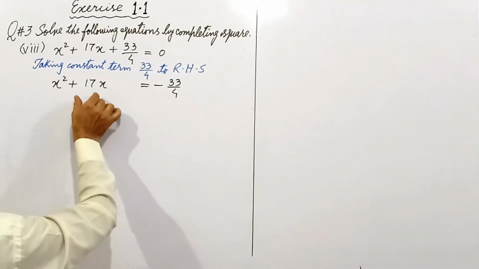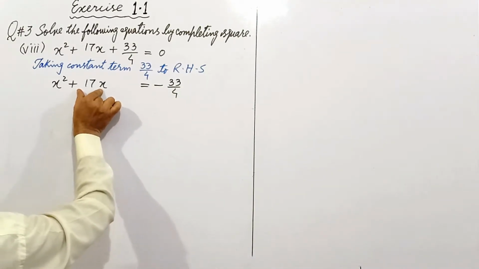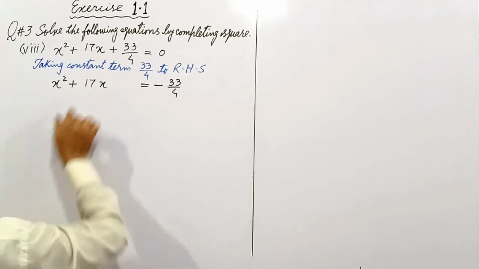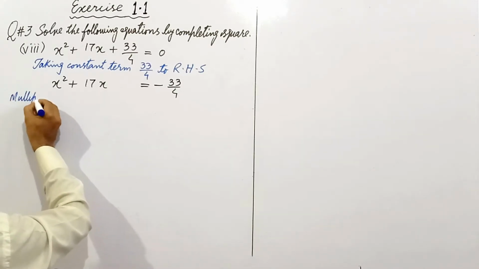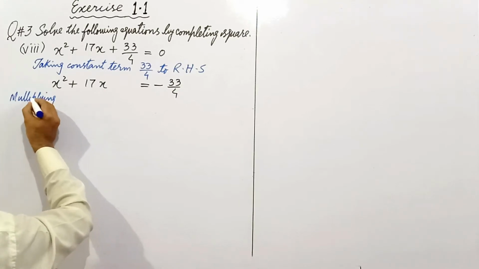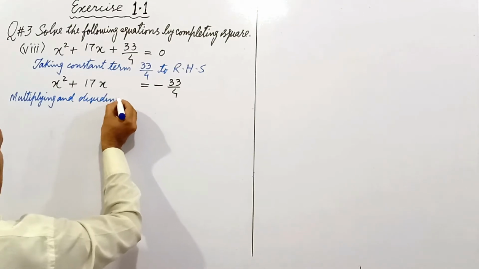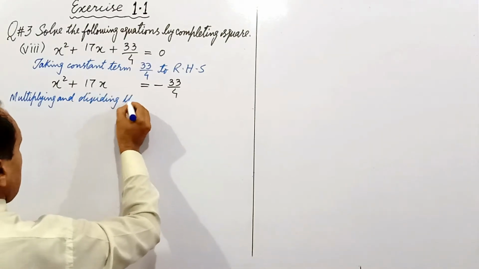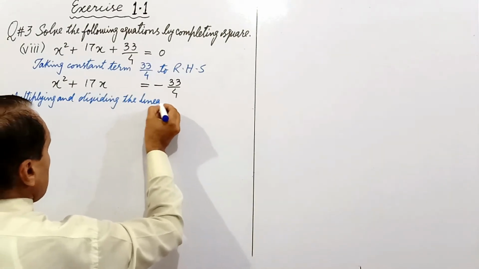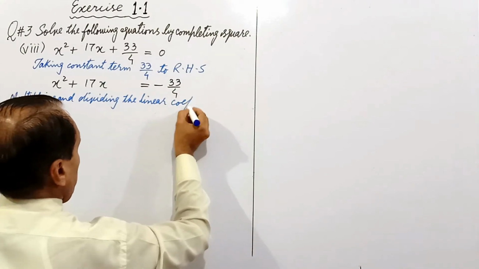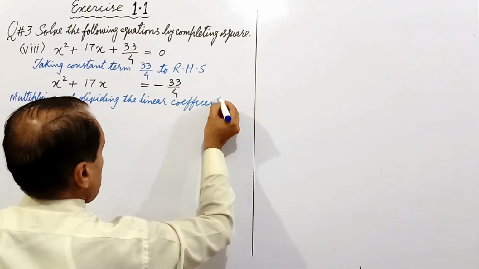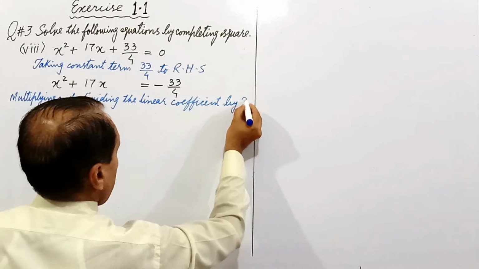In the next step, we need 2 in the linear coefficient as a factor. But as we do not have it, we have to multiply and divide the linear coefficient by 2.